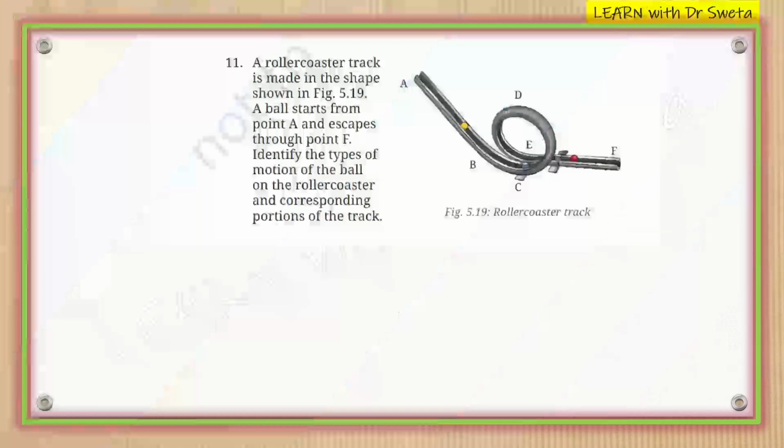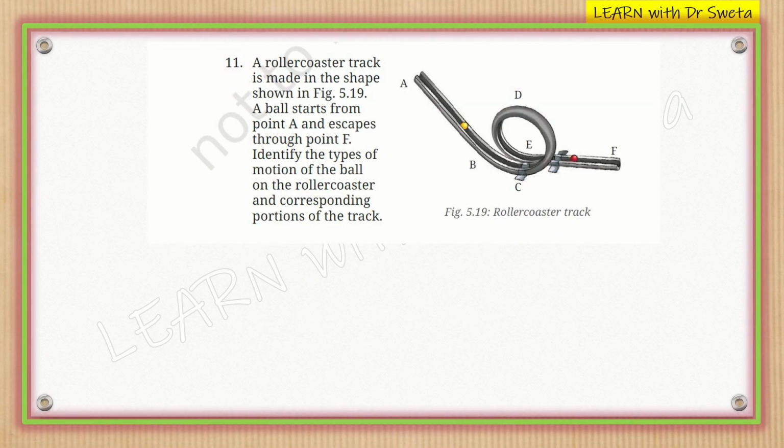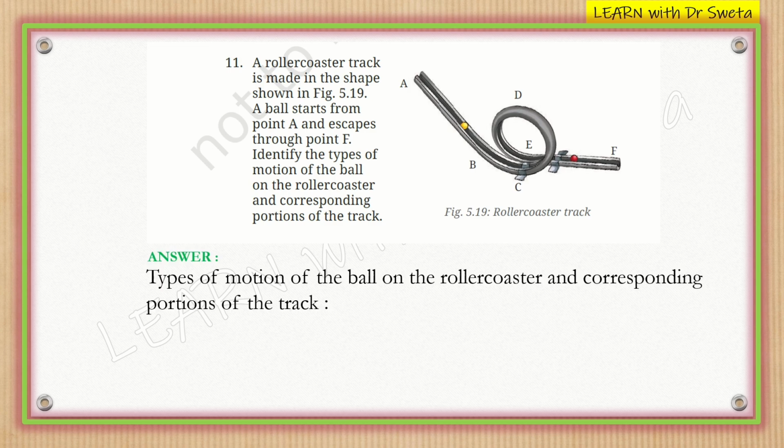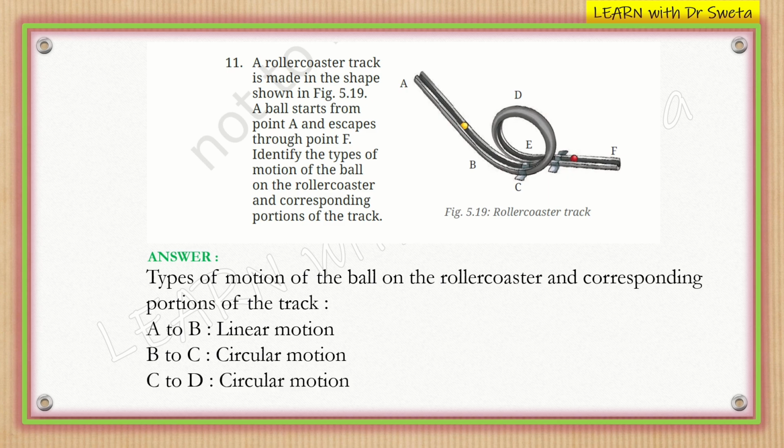Next question is, a roller coaster track is made in the shape shown in figure 5.19. A ball starts from point A and escapes through point F. Identify the types of motion of the ball on the roller coaster and corresponding portions of the track. So the answer to this question is, types of motion of the ball on the roller coaster and corresponding portions of the track are A to B linear motion, B to C circular motion, C to D circular motion and E to F linear motion.